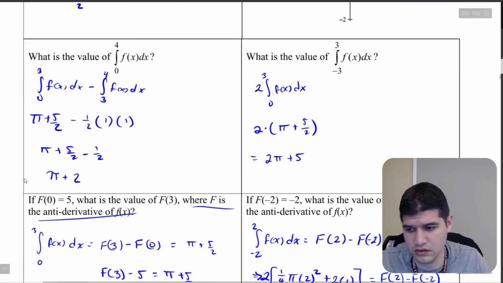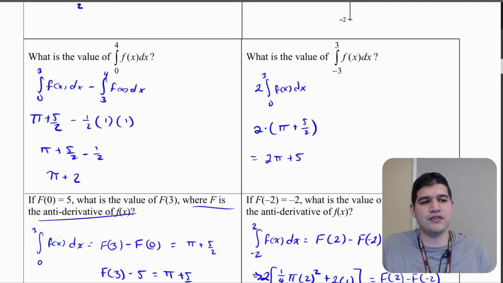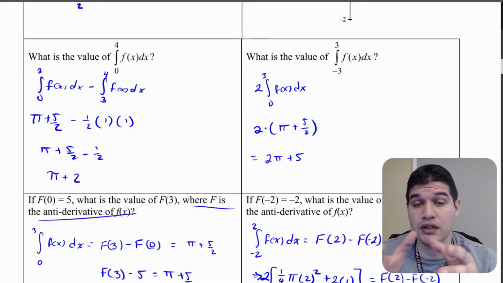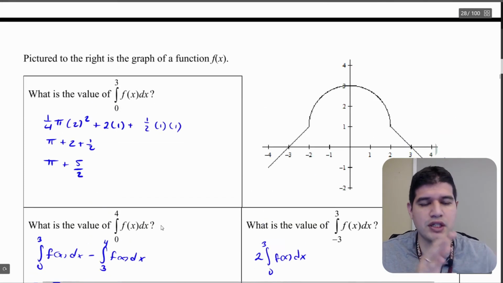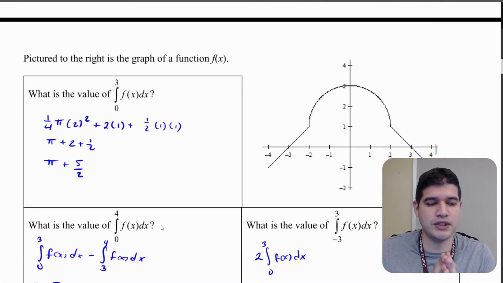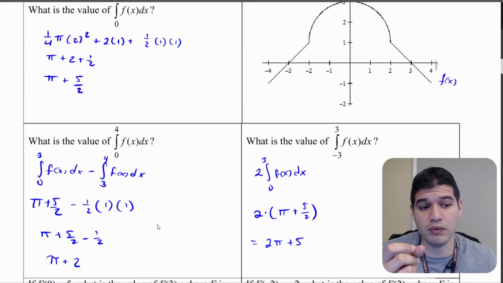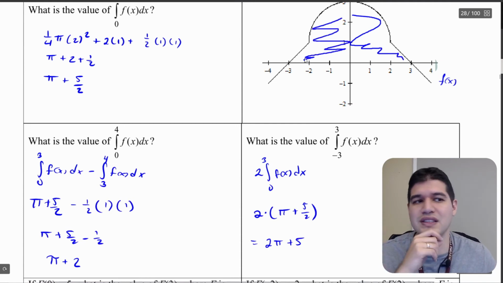All right, these final 3 problems are finished now. So what is the value from -3 to 3? Well, that comes out to be 2 pi plus 5. And what I want you to notice is that I did use a property of integration here, because I know that this function is symmetric across the y-axis, which makes this an even function. So all I did was take my work from 0 to 3 that I did in the first problem, and double it, because I know all of the area that's going to be here is going to be the same as the area from here. So all I just need to do is double that.